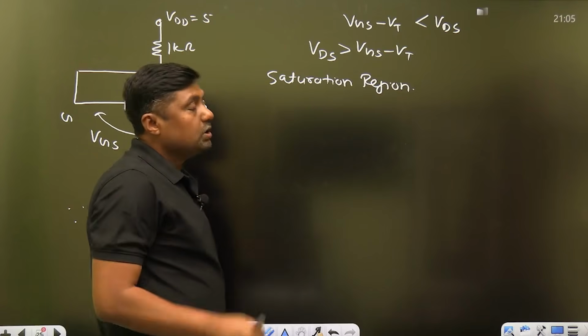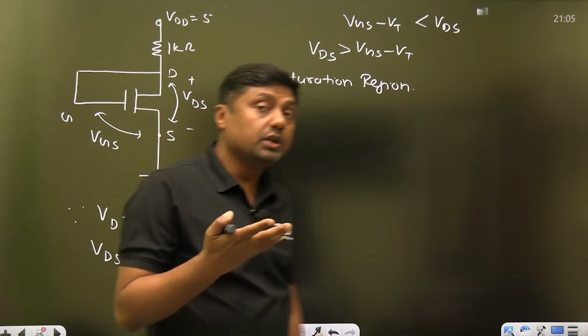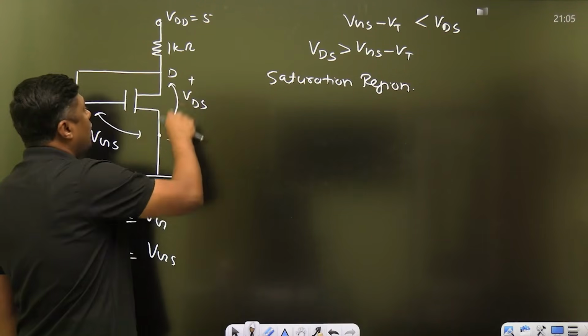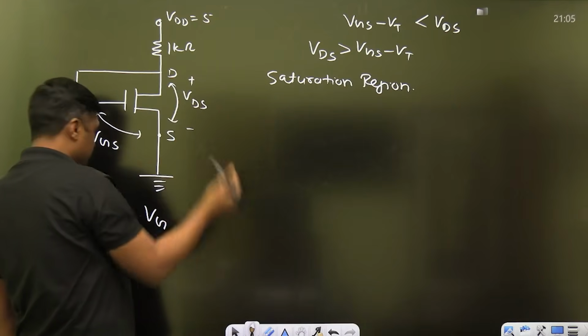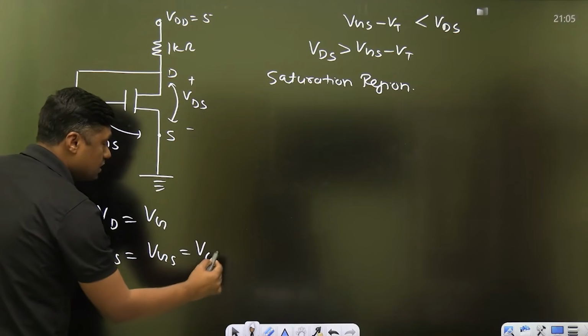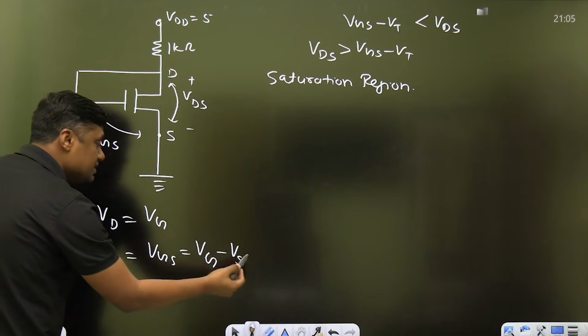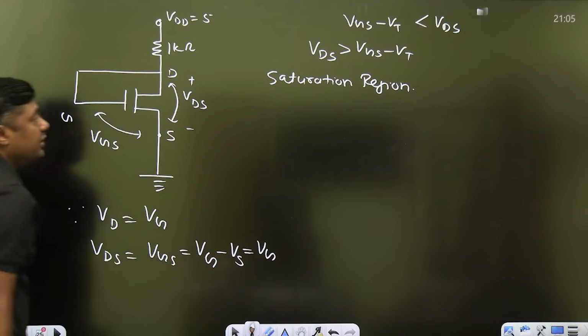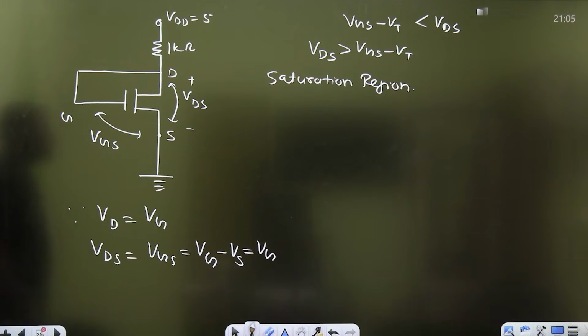Okay. Now, if it is in saturation region, actually we want the VDS or VGS. Same thing, because VDS is equal to VGS is equal to VG. Why? Because S is 0 and that's why it is VG. We have to calculate the VG. We have to calculate the VGS.